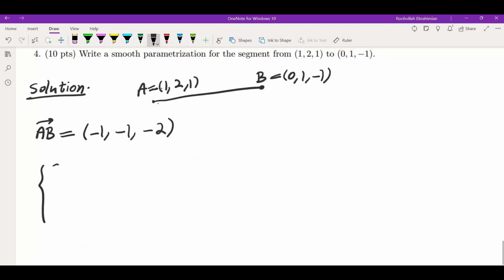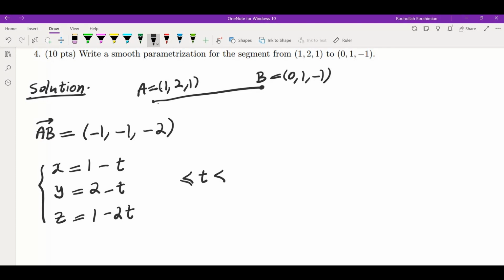So the line would be x equals, y equals, z equals, so we put A, and then plus the coordinates of the direction vector times t. So 1 minus t, 2 minus t, 1 minus 2t. So this is our parameterization, and then we have to also put the limits of our parameter. So for what value of t do we get A? For 0 we get A. For what value of t do we get B? In order for this to be 0, we need t to be 1. So the limits of the parameter are 0 and 1. So this is our parameterization.